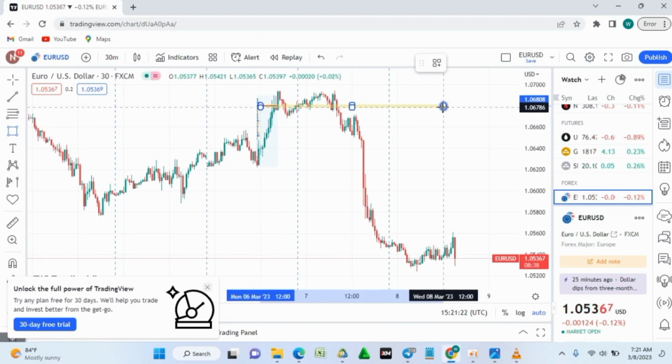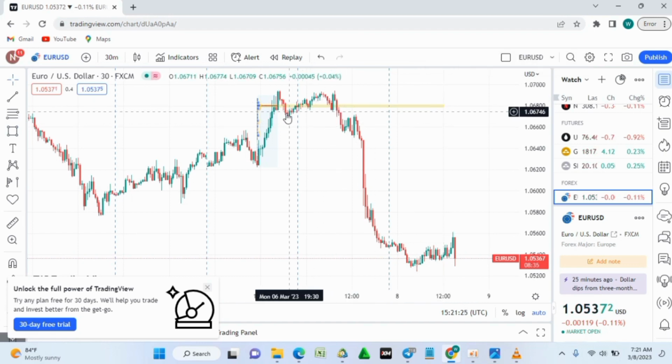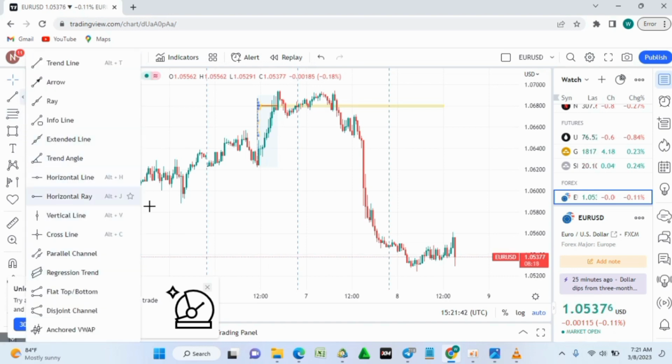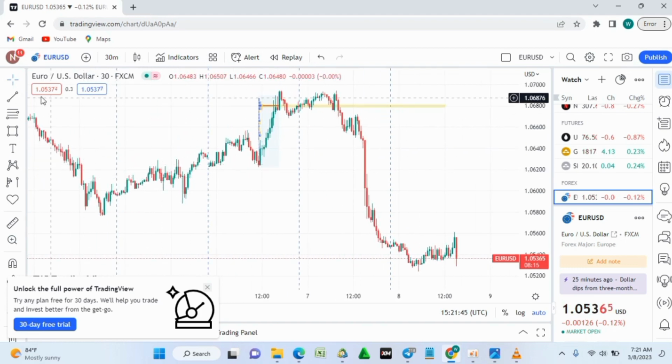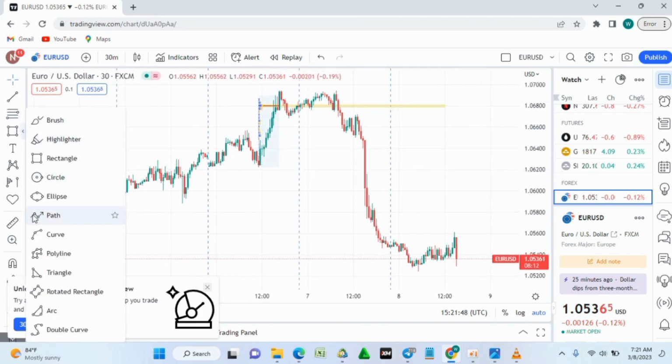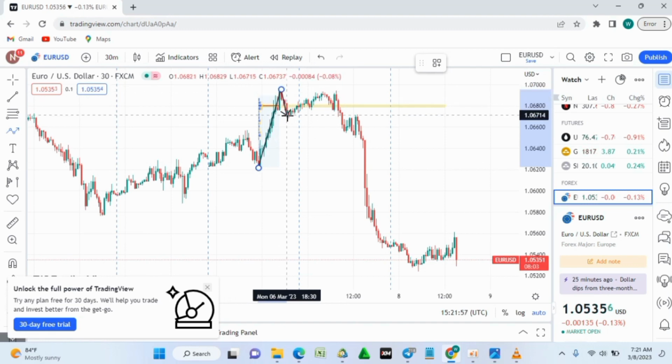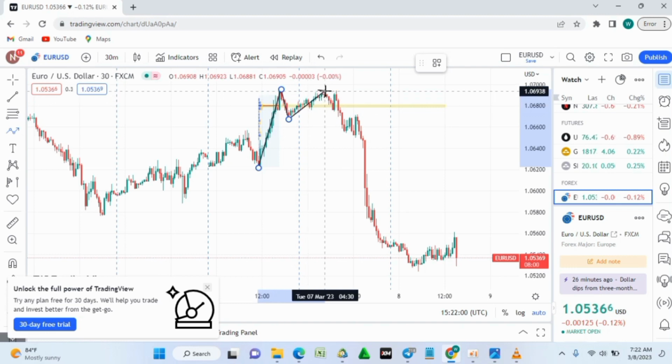So let me show you something. When you draw this one, you can see it has acted as a support and at the same time as a resistance. Let me show you what happened, and how you can use it to help you predict the movement. Let me pull out the path tool. For example, this is the higher low, the higher high, higher low, it failed to break this high.